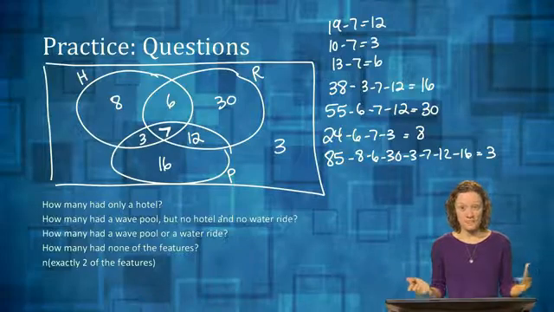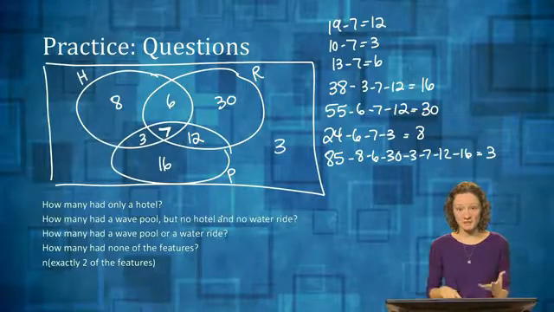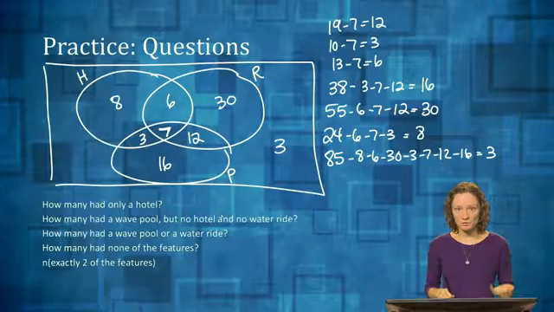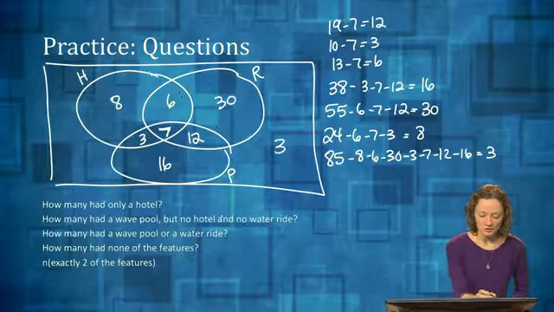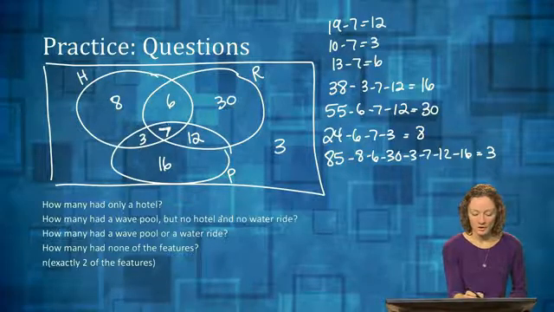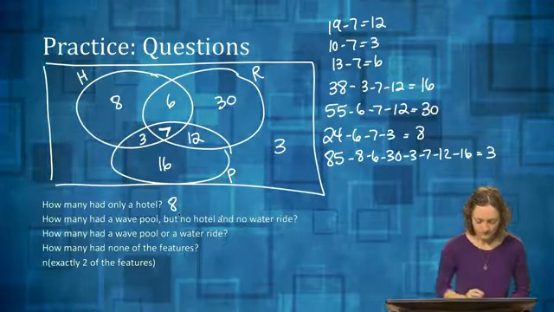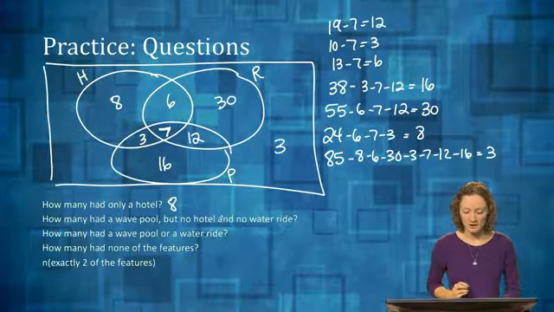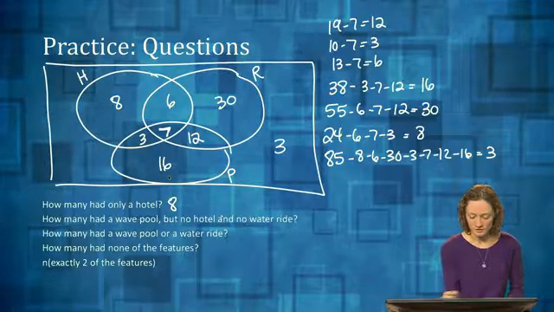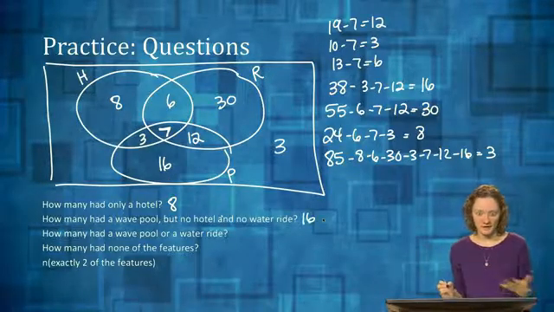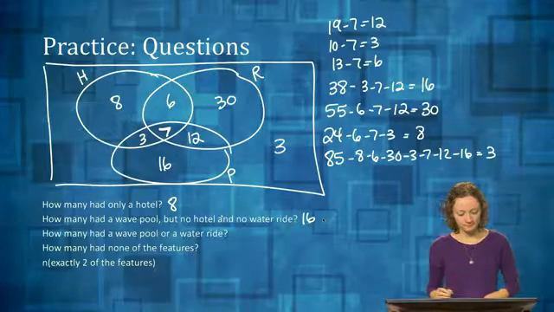All right. Then to the questions. Now that we've filled in the picture, this is the most complicated part, then we're just reading that picture. So how many had only a hotel? So here's hotel, but these all also have something else. Only a hotel is 8. How many had a wave pool but no hotel and no water ride? So here's wave pool, but no hotel, so take those out. And no water ride, take them out. So it's just 16. This is another way of saying only a wave pool.